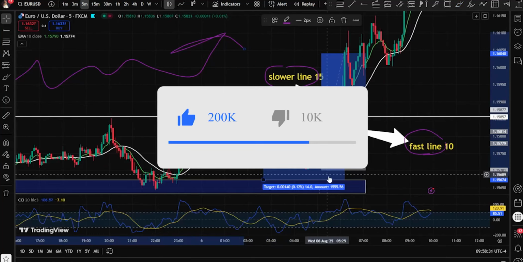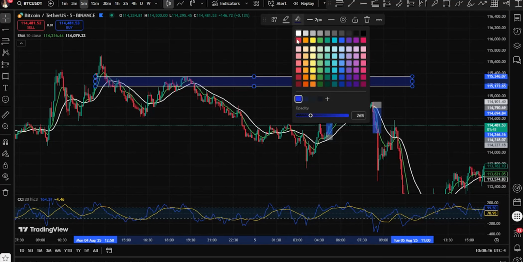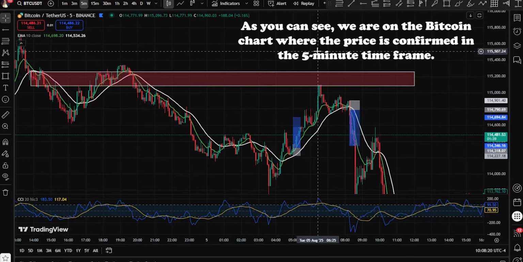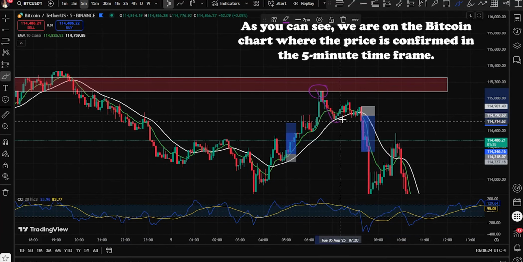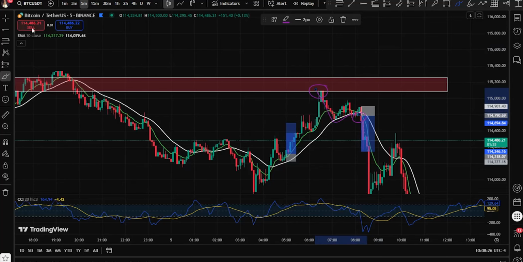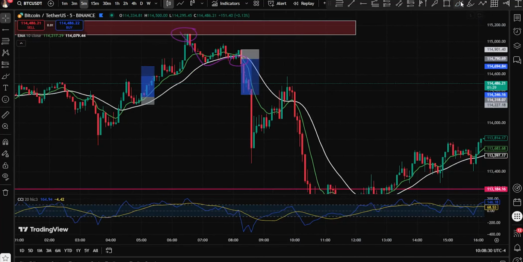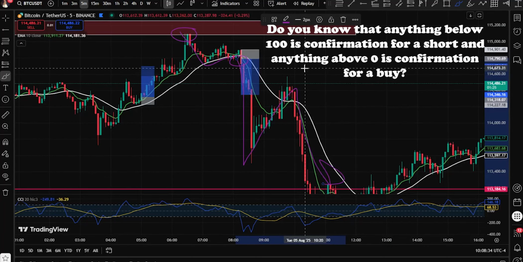Let's go to the most important strategy from which you can learn a lot. Part 3. Entry and exit. Real-life example. Let's say you check the BTC USDT chart on the 5-minute time frame. The EMA 15 crosses the EMA 10 upwards. The CCI also crosses above zero from negative 100. At this point, you enter a long trade.